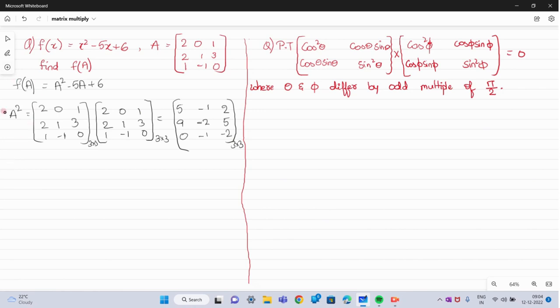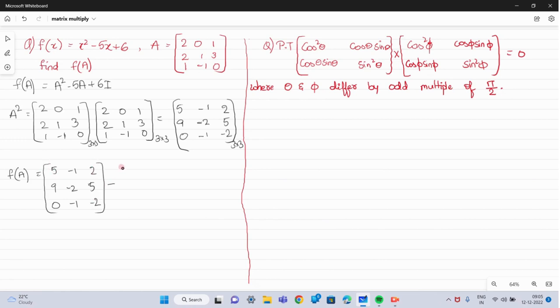Now substitute this in the equation. Here 6 means it is 6I. I is nothing but the unit matrix of order 3 cross 3. When you substitute, f of A: A square is 5, minus 1, 2, 9, minus 2, 5, 0, minus 1, minus 2.